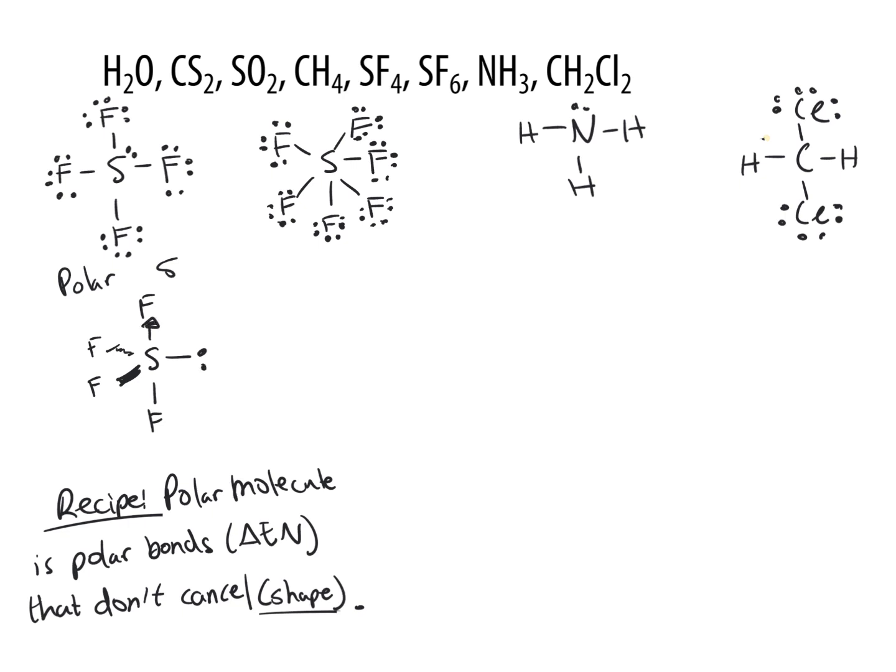And so while the up and down pulls don't cancel, we have two pulls to the left that aren't going to cancel because the lone pair is coming the other way. So this is going to get a net pull from the sulfur to the fluorine like that, and that will give us our polarity.